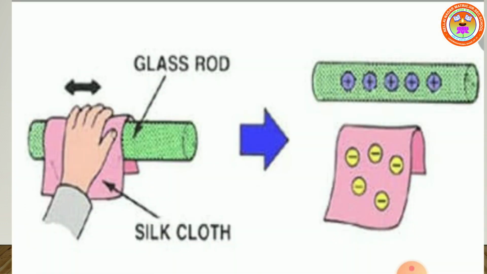Next we are going to discuss transfer by conduction. Once again we can recall, when a glass rod is rubbed with the silk cloth, the free electrons in the glass rod are transferred to the silk cloth, because they are less tightly bound as compared to those in silk cloth. Since the glass rod loses electrons, it becomes positively charged, but the silk cloth has excess electrons, so it becomes negatively charged.